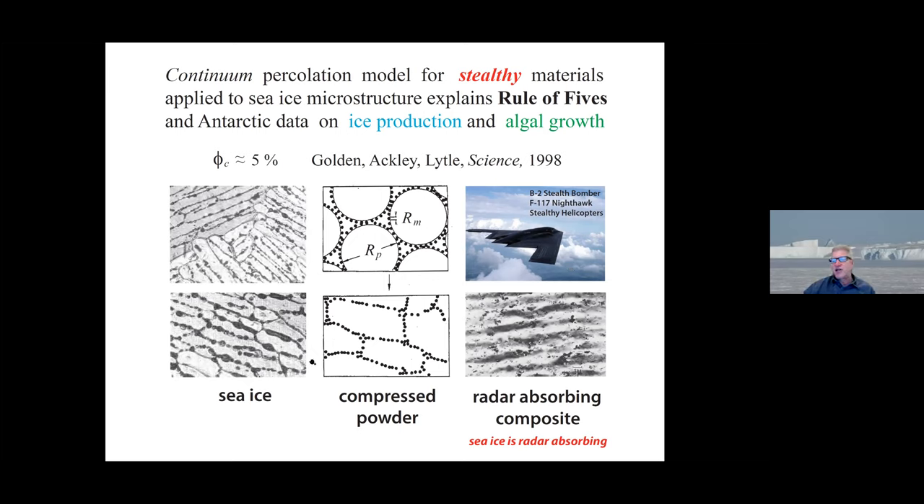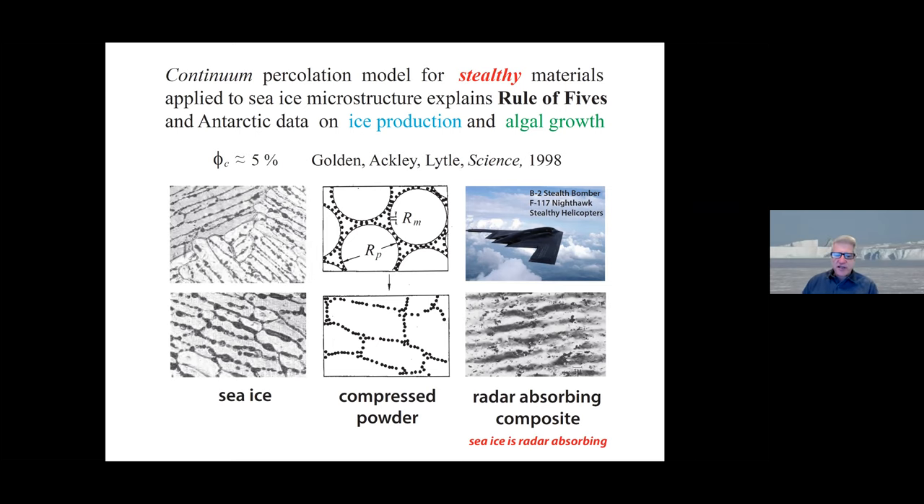And I just realized that, oh, well, they developed a continuum percolation theory to predict the critical volume fraction as a function of the ratio of the radii of the two different particles. So all I did was I took this photo, I unsquashed it, and then I took about 5 measurements, and then I plugged it into their formula and out popped 5%. So anyway, that was very fortuitous and amazing. But that explained all kinds of data that we had on ice production and algal growth and so on.